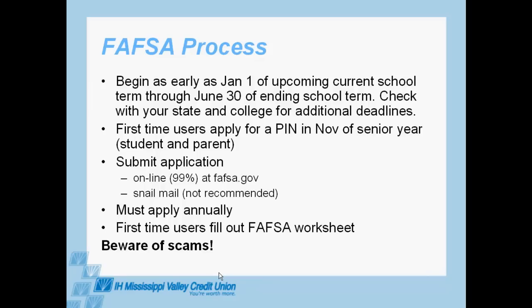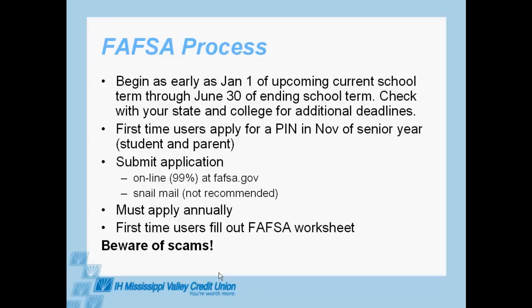The only way to access this money is by completing your Free Application for Federal Student Aid. It is a form that must be completed annually, and you can begin completing the form as early as January 1st of the upcoming current academic year. So if school begins in August of 2011, you can begin completing your application as early as January 1st, 2011. And you have until June 30th of 2012 to complete it and still obtain money from the government.